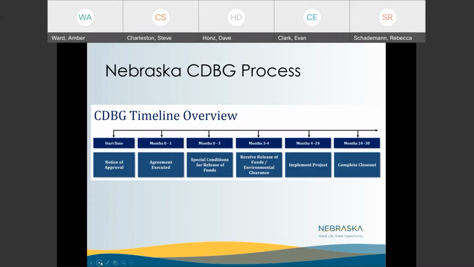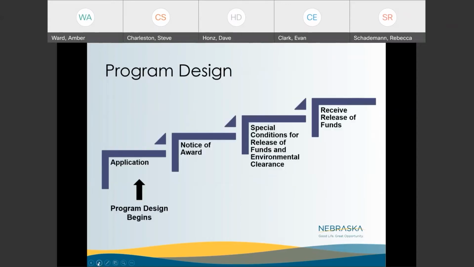So to keep everybody in the right mindset, oftentimes program guidelines are developed during the time of application, but they are finalized during the special conditions timeframe of the CDBG process. We're talking about some of the special conditions today, and these items would carry on throughout the implementation of the grant. Program design begins at the application stage and then moves forward throughout the life of the project.